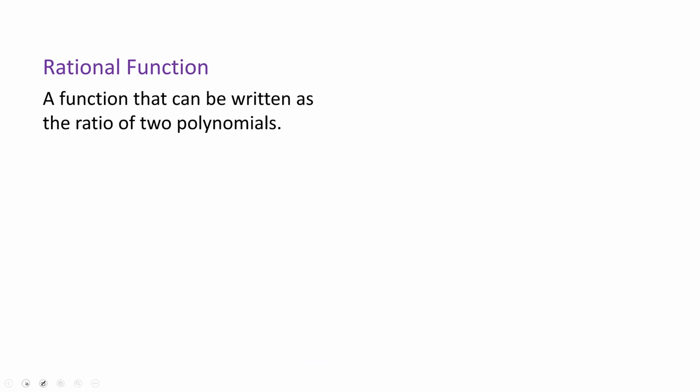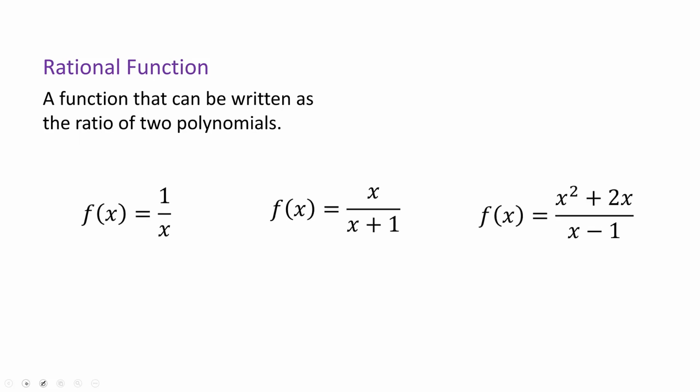In this video, we will see the vertical asymptotes of rational functions. First, let's see that a rational function is a function that can be written as the ratio of two polynomials. For example, we can have these three functions, which are ratios of two polynomials. We will be using rational functions that are already reduced to their minimal expression.